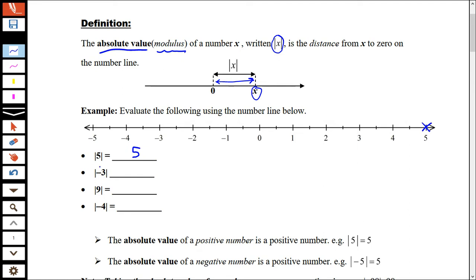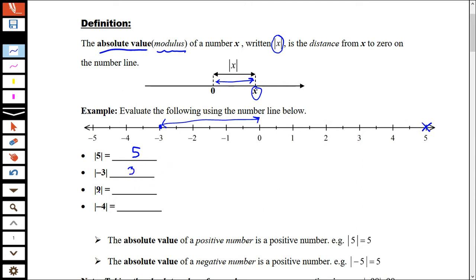What's the absolute value of minus 3? Well, we go to minus 3. Here it is. How far is minus 3 from 0? Well, here's 0, just there. Okay. So that distance there is 3 units. So the absolute value of minus 3 is 3.